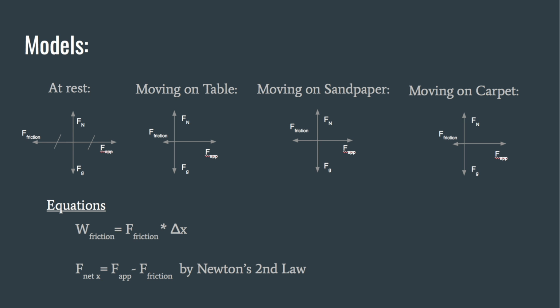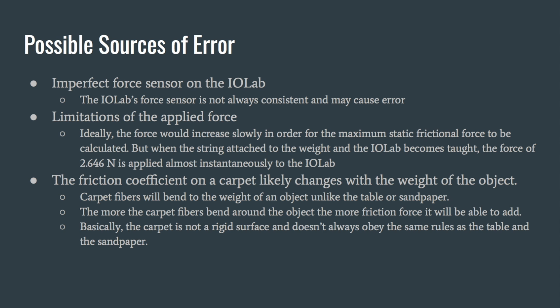The next diagram is when the IOLab is moving across the table. There was very little friction, which is why the applied force is shown to be so much greater than the friction force. The next diagram shows that sandpaper has a greater friction force than the other surfaces. The net force here is closer to 0 than it is on the other surfaces, which we saw in our results. The kinetic friction force calculated in the carpet and table trials was similar, which is why the free body diagrams for those surfaces look the same. The equations at the bottom were used to calculate the friction force and the work done by friction.